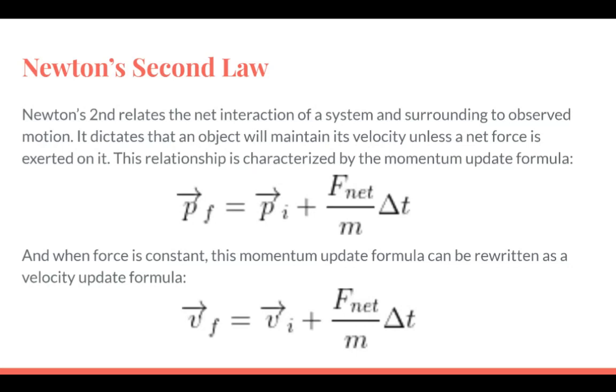This relationship is characterized by the momentum update formula, where the final momentum is equal to the initial momentum plus the net force divided by mass times the change in time. But when mass is constant, this momentum update formula can be rewritten as a velocity update formula. So final velocity equals initial velocity plus net force over mass times delta t.